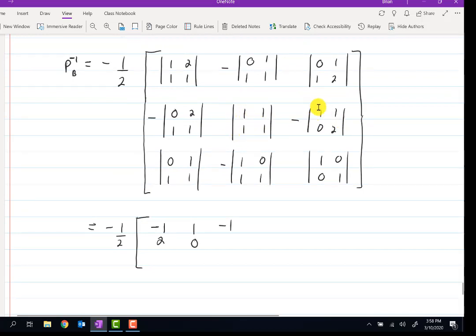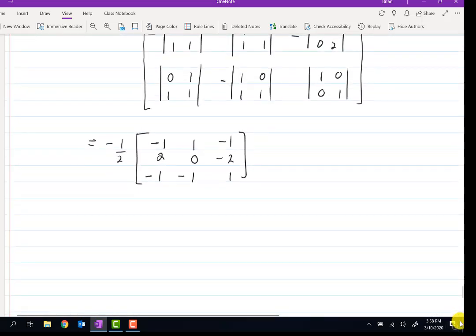Here we get 2 minus 0, but that negative, we get a negative 2. And then we have 0 minus 1, I get negative 1. Then I get 1 minus 0 is 1, but there's a negative there. And finally the last entry is just 1. I'll leave the negative 1/2 out there. It really doesn't matter much.